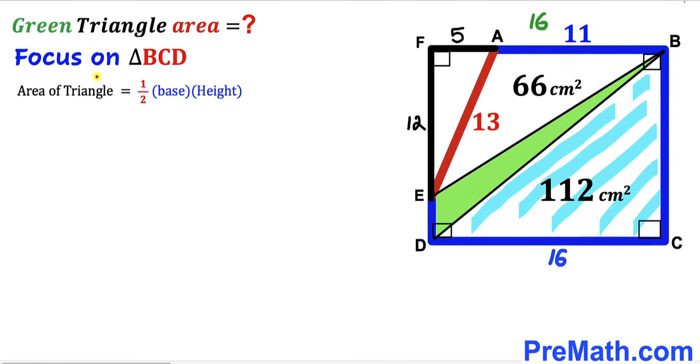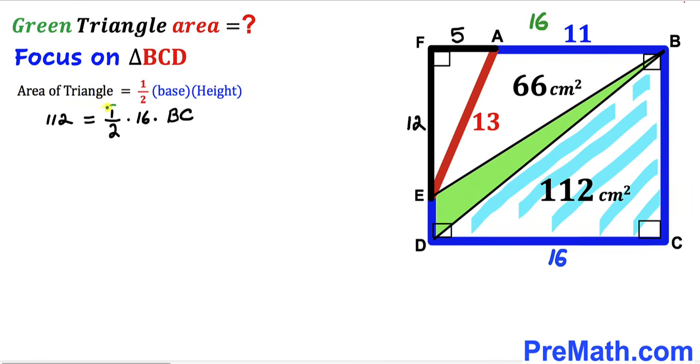Let's recall the area of a triangle formula once again. Area of the triangle is always equal to a half times base times the height of the triangle, and in our case the base of this right triangle BCD is this side, whereas the height is this side BC, and the area has been given to us as 112. Let's go ahead and fill in the blanks in this formula. So the area of this triangle has been given to us as 112 equals a half times our base is 16 and our height is BC length.